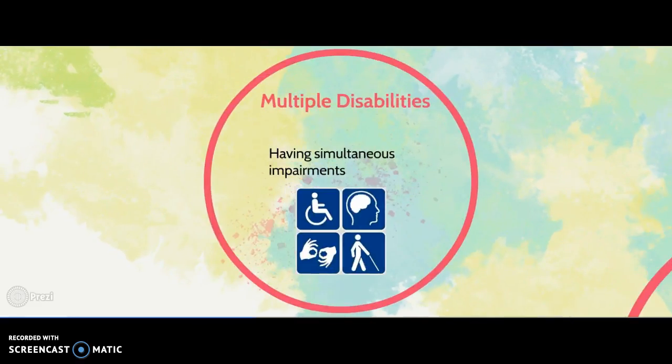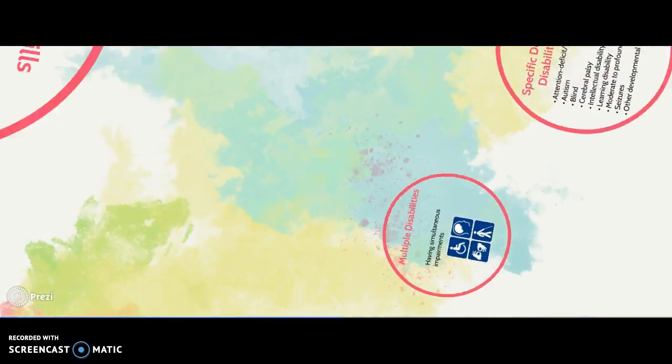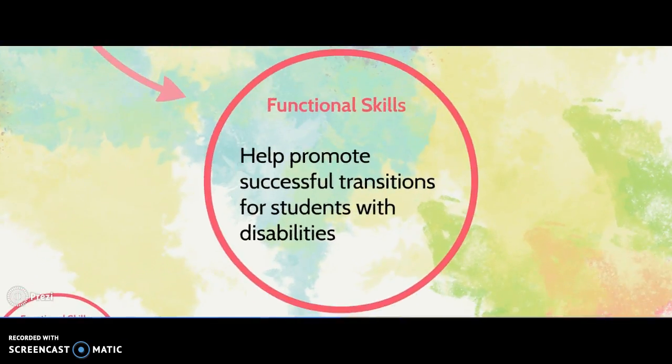Multiple disabilities means having simultaneous impairments, the combination of which causes such severe educational needs that they cannot be accommodated in a special education program solely. With these populations, it is important that functional skills are a focus of their curriculum. Functional skills help promote successful transition for students with disabilities.